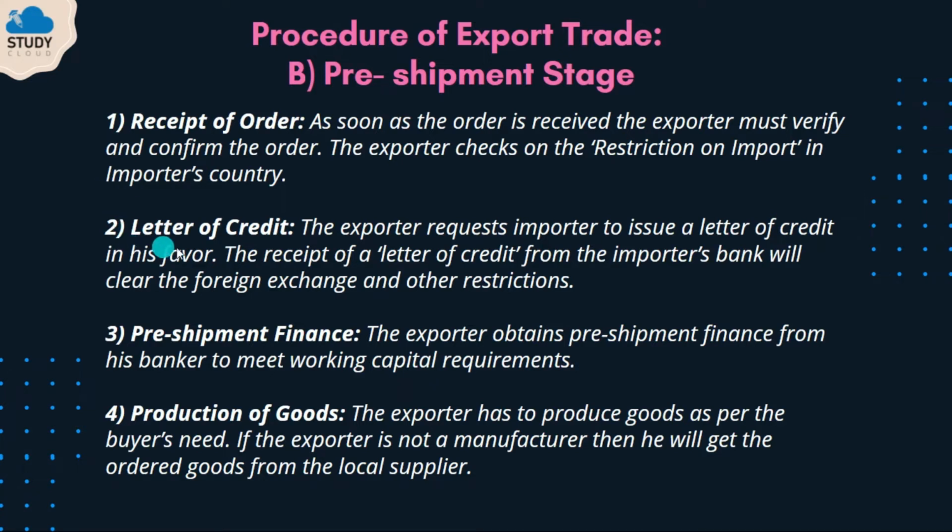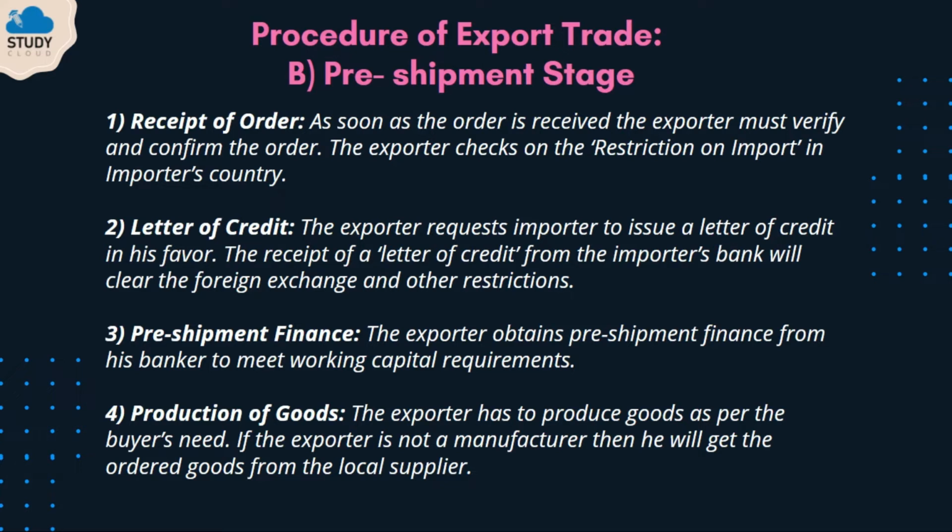Second is letter of credit. The exporter requests the importer to issue a letter of credit in his favor. The receipt of a letter of credit from the importer's bank will clear the foreign exchange and other restrictions. Now international trade is done with foreign exchange, foreign currency. So here the exporter will require a letter of credit from the importer's bank to clear the various foreign transactions and various other restrictions.